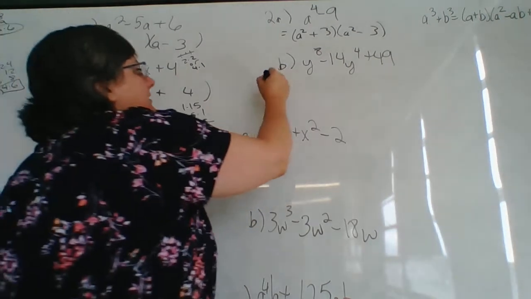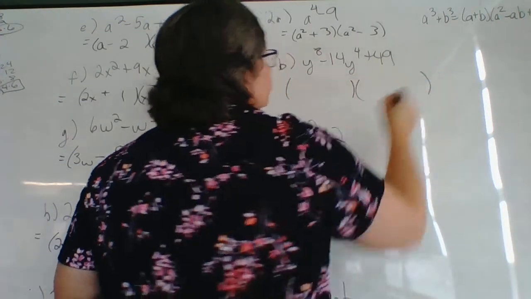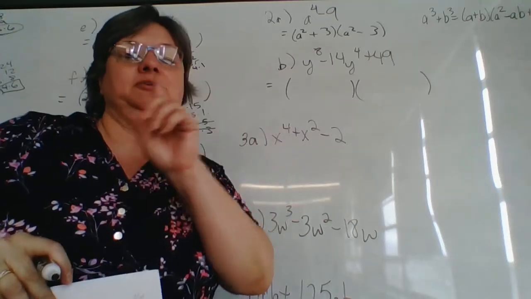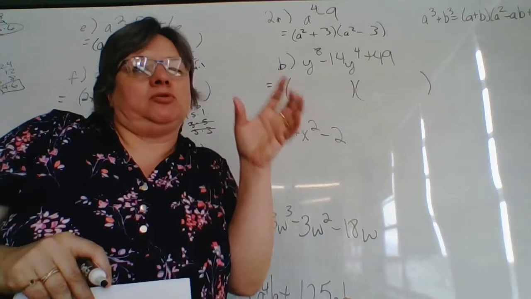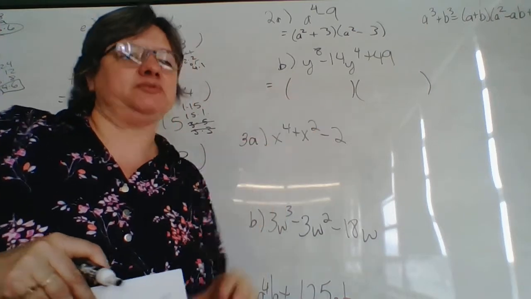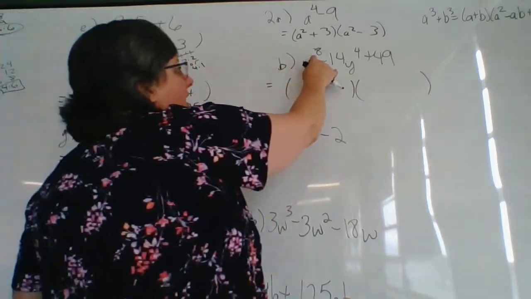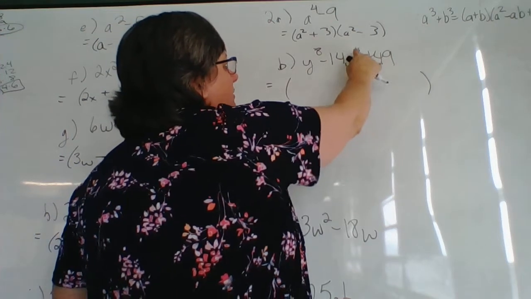Now on the back. Again. Ding, ding, ding. This is not, I'm sorry, no dinging. This is not the difference of two perfect squares, but it's kind of a special factoring thing as well. You'll see. So y to the 8th minus 14y to the 4th plus 49.